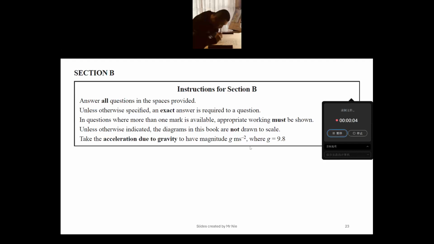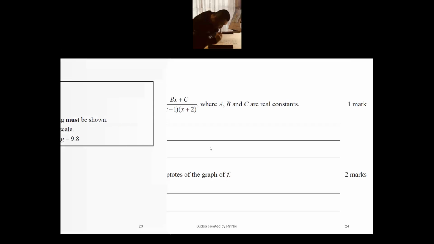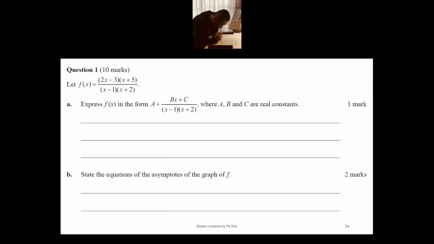So this is my second video recording the walkthrough to 2021 Specialist Maths Exam 2. The first question is on rational functions and graphs and a bit of calculus. First part, we would like to express this f of x in the form a plus (bx plus c) divided by (x minus 1) times (x plus 2). So this is a proper fraction form instead of a partial fraction form.